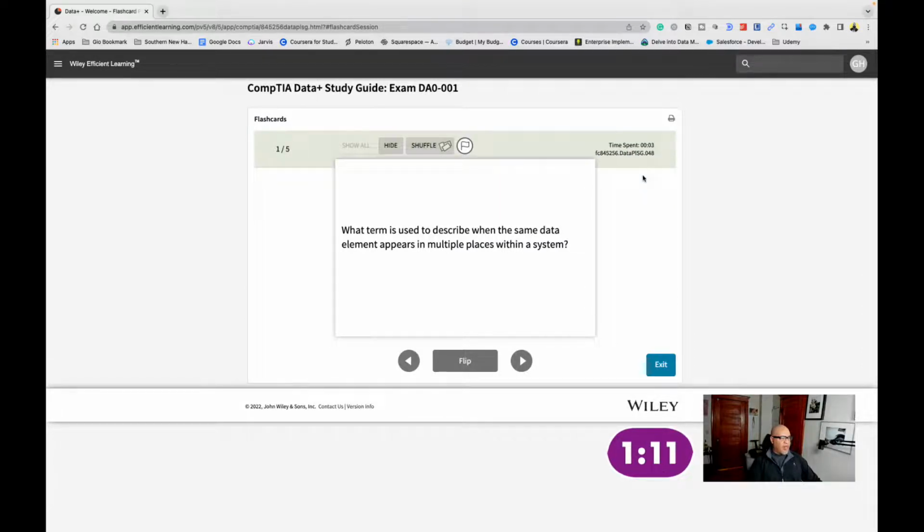What term is used to describe when the same data elements appear in multiple places within the system? I don't know that. Redundant data. We got 1 minute, let's go. What is the last stage of the analytics process? Reporting and communications. Okay, got it. What is the most popular programming language to use today? Python. What is the first stage of the analytics process? Gather, data acquisition. What are the 3 phases of the ETL process? Don't know that one.